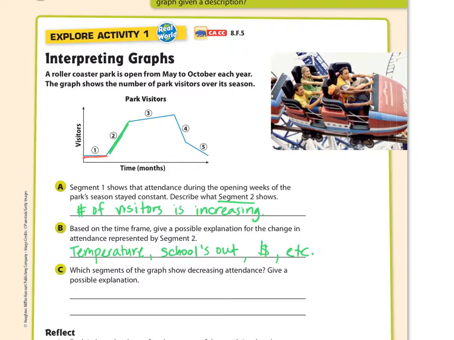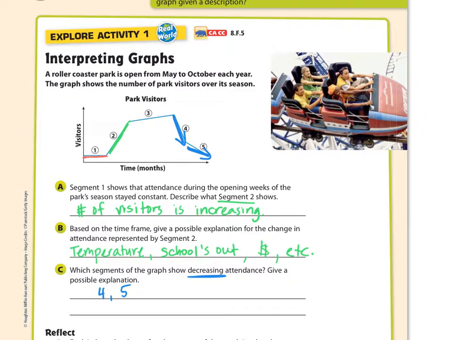with. Part C, which segments of the graph show decreasing attendance? So decreasing is when the number of visitors goes down, right? So as time is going by, it's going down. And we can give a possible explanation here. So it's going down for segment 4 and also for segment 5. Okay, because it's decreasing in those segments. So 4 and 5. But why? Why is it doing that?